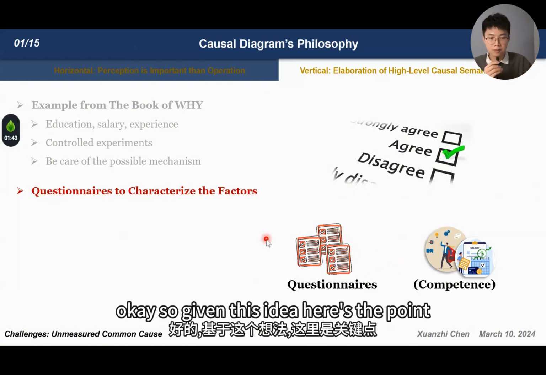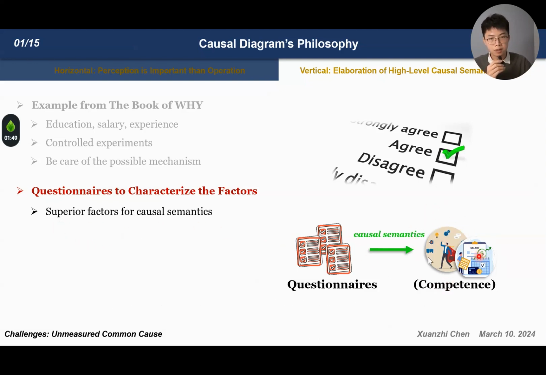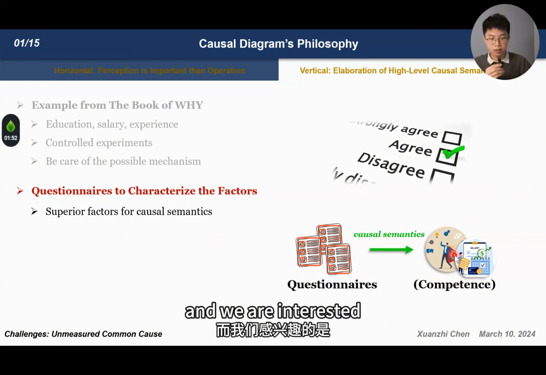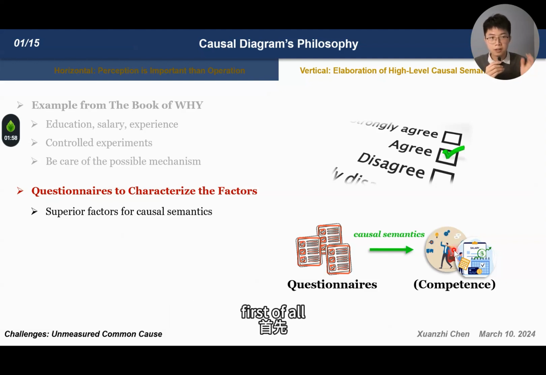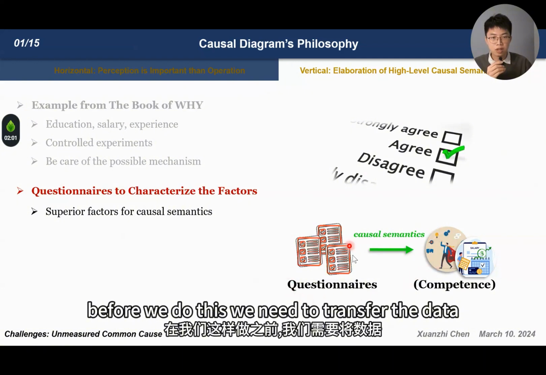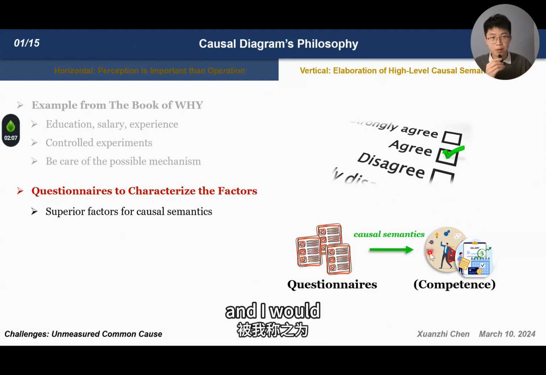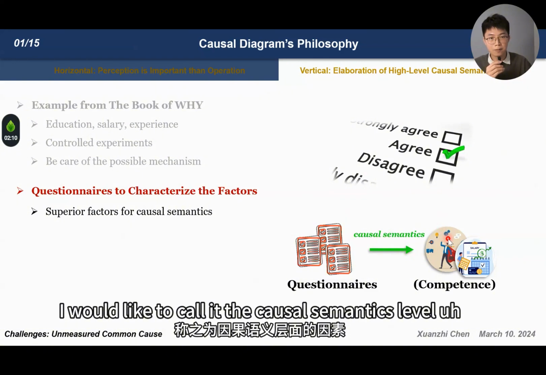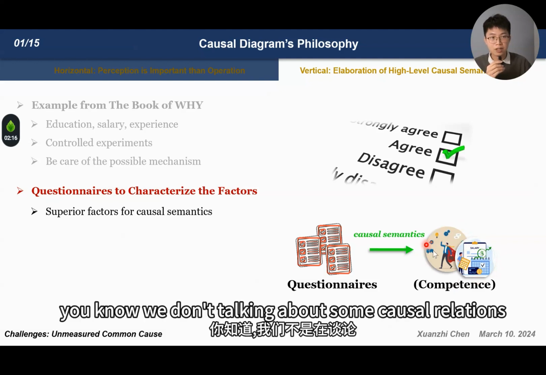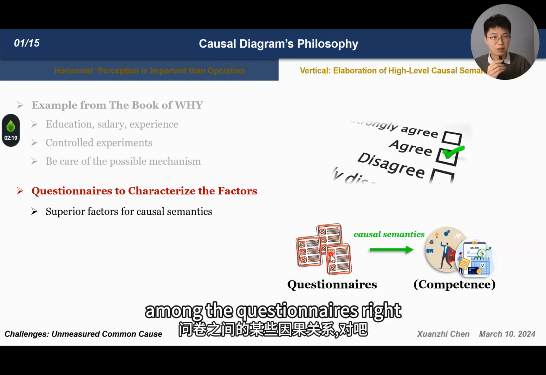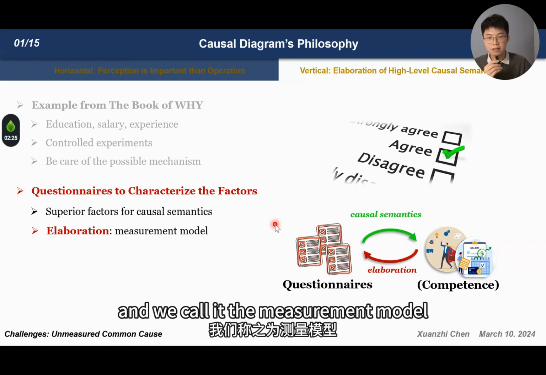Okay, so given this idea, here's the point. We need to focus on the superior factors. So the superior factor here is competence, and we are interested in the causal relations among those factors. But first of all, before we do this, we need to transfer the data from the questionnaire into the high level, and I would like to call it the causal semantic level, because we literally care about the causal relations among the factors at this level. We don't talk about causal relations among the questionnaires, right? And this brings us to one of the popular models in causal discovery, which we call the measurement model.